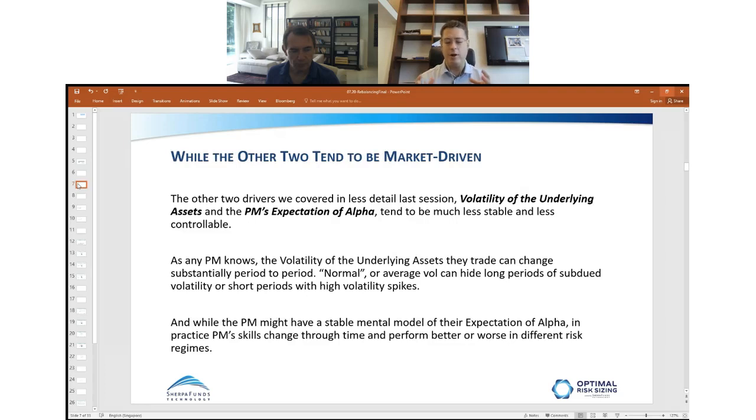Now, the other two vary in time, and most PMs have much less real control over them. They might think they have more control over one of these, but in practice, it's driven mostly by the market. The first is the volatility of the underlying assets, and the second is the reasonable expectation of the PM's alpha.